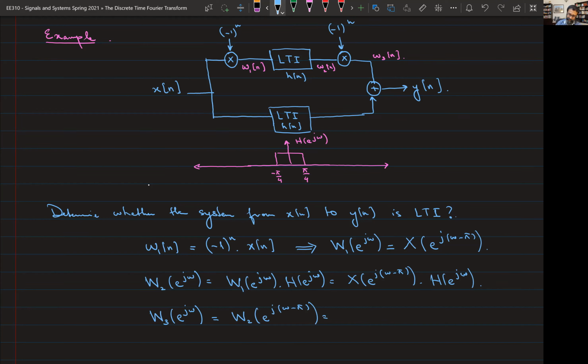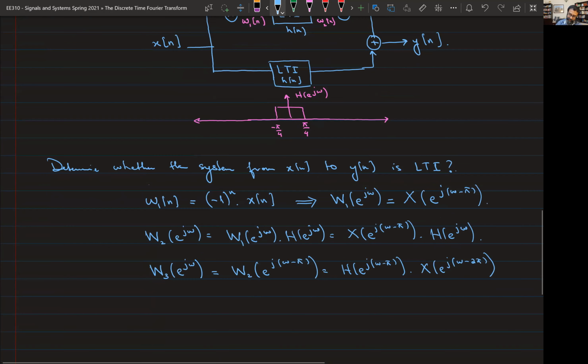So W3 is just W2 shifted by pi. If I plug everything in, this is H of e raised to j (omega minus pi) and this is X of e raised to j (omega minus 2 pi). So W3 is H of e raised to j (omega minus pi) times X of e raised to j (omega minus 2 pi). What does omega minus 2 pi do? It will be X of e raised to j omega only. You get the same signal back, because of periodicity in the frequency domain.